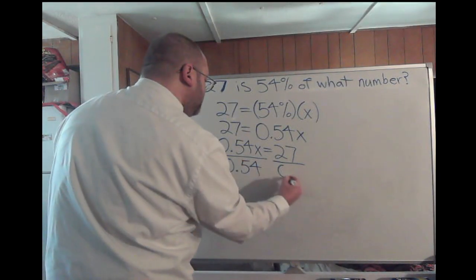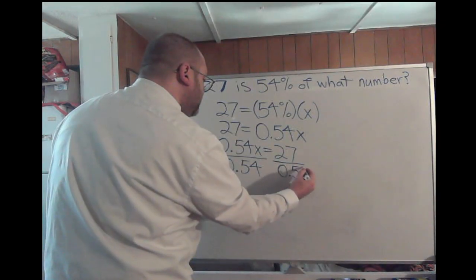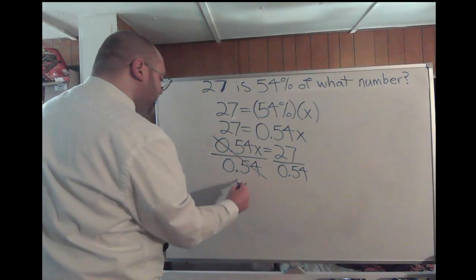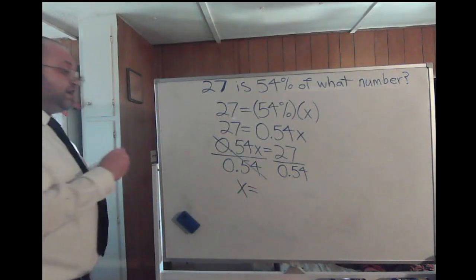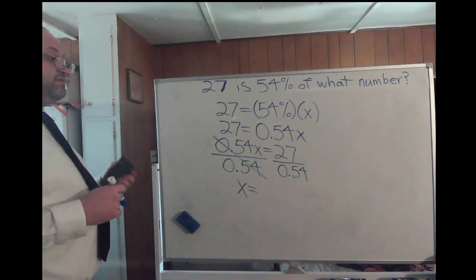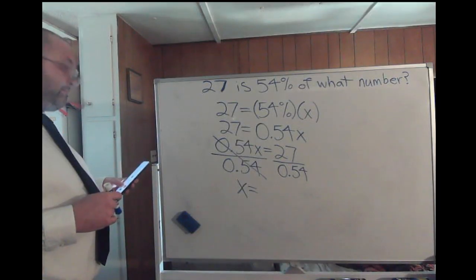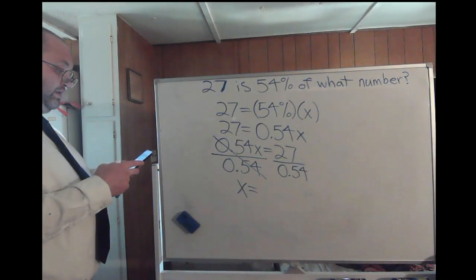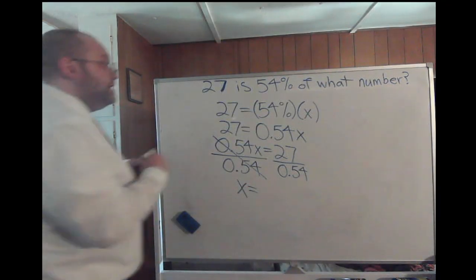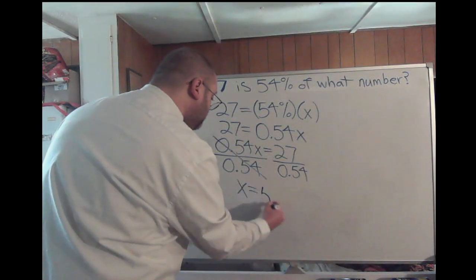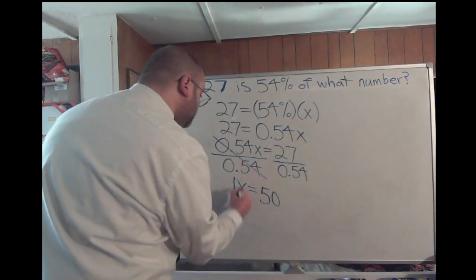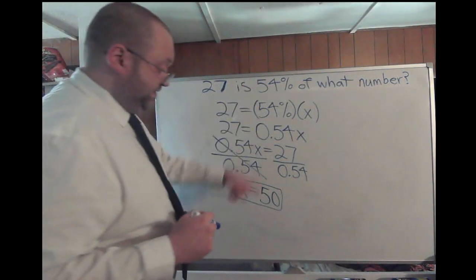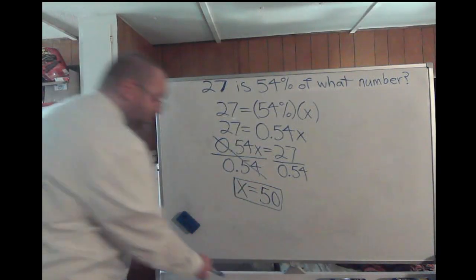So we'll go ahead and do that. So 0.54's cancel on the left. You're just left with x is equal to whatever 27 divided by 0.54 is. Well, that'd be 50. X is 50. So the answer is 27 is 54% of 50. That's exactly what you would get.